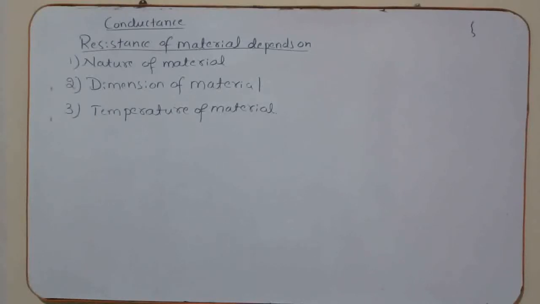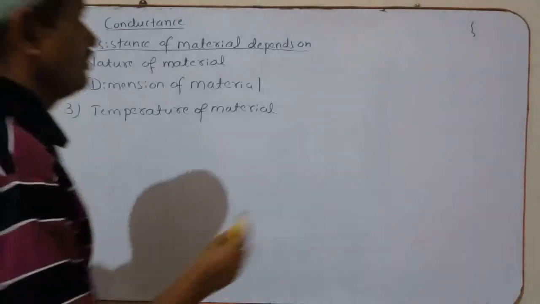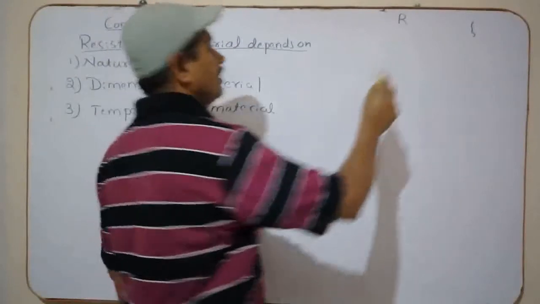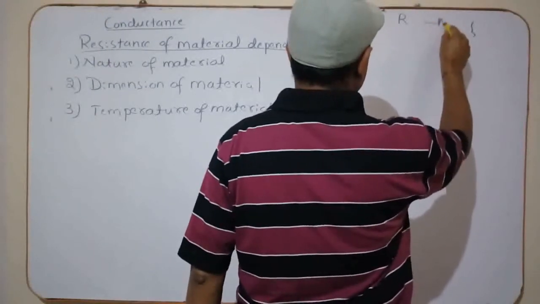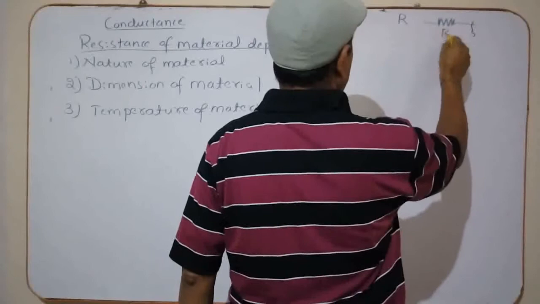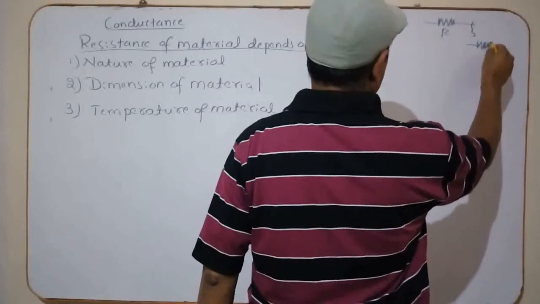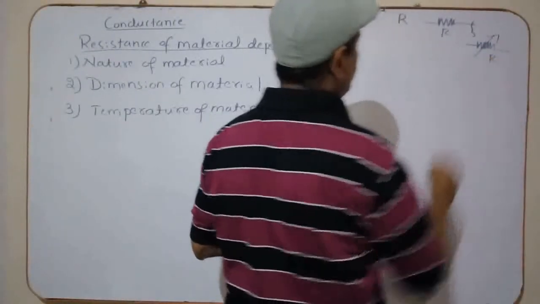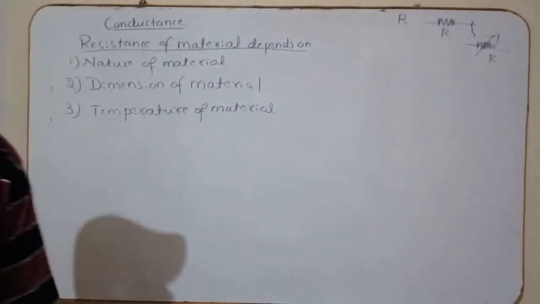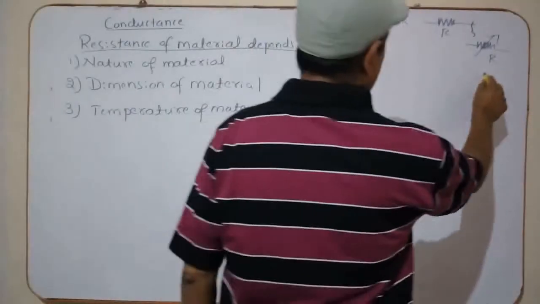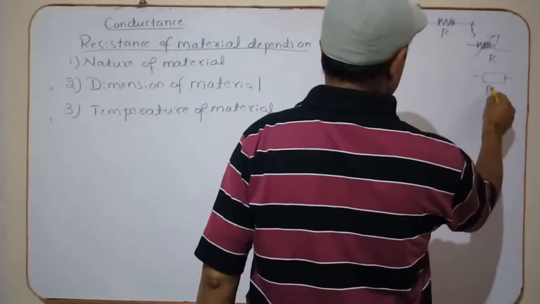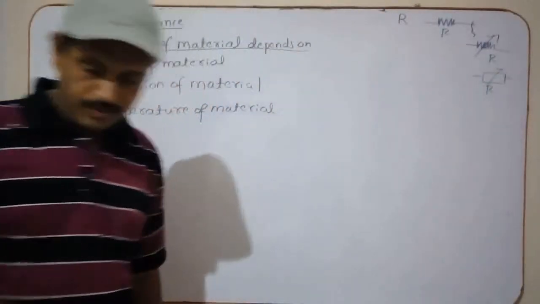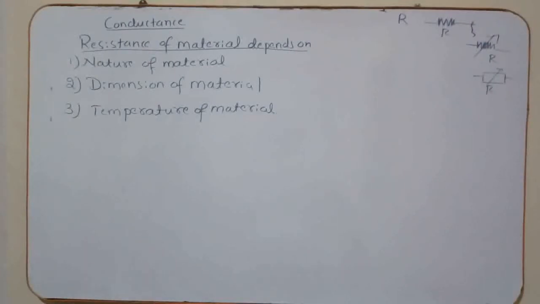Now resistance is represented by a capital letter R, and the circuit symbol you draw like this. Variable resistance you draw like this, with an arrow mark; that is said to be variable resistance. And the resistance box is represented like this. Suppose it is a fixed value. If you draw the arrow mark, it is the variable resistance in the resistance box.